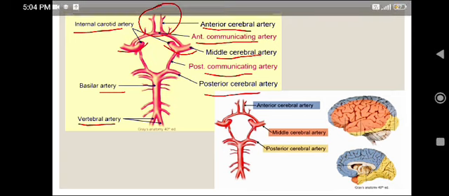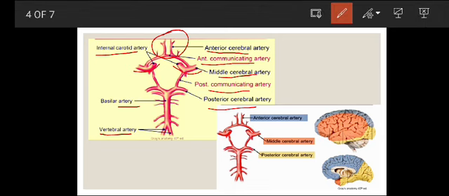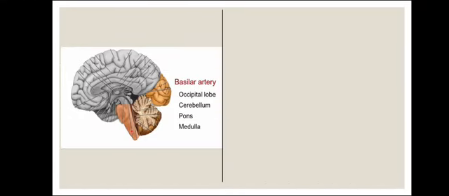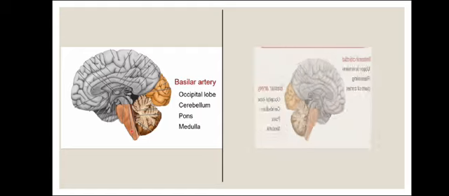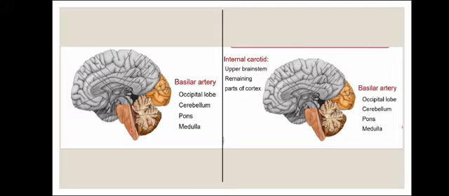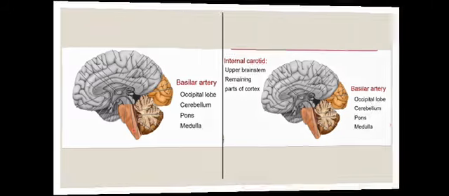You can see here the anterior cerebral artery, which supplies this part of the brain in the same color, the blue part, and the middle cerebral artery here, and the posterior cerebral artery supplying these parts. The basilar artery supplies blood to the occipital lobe, cerebellum, pons and medulla, and the rest of the parts are supplied by the internal carotid artery: the upper brainstem and the remaining part of the cortex.